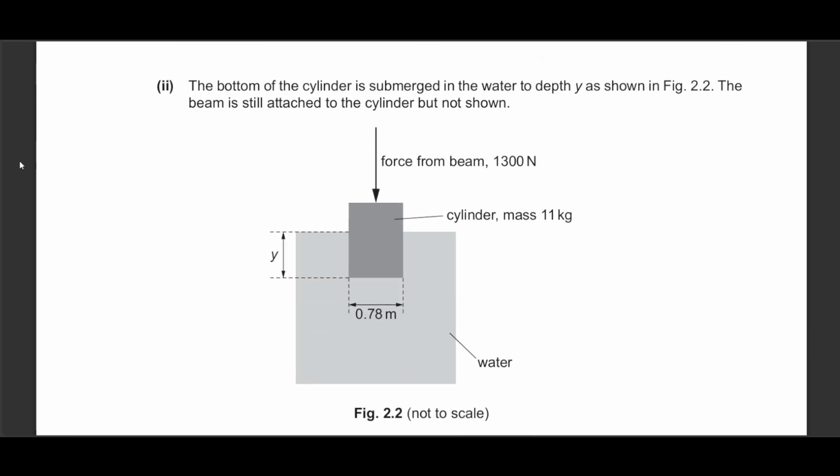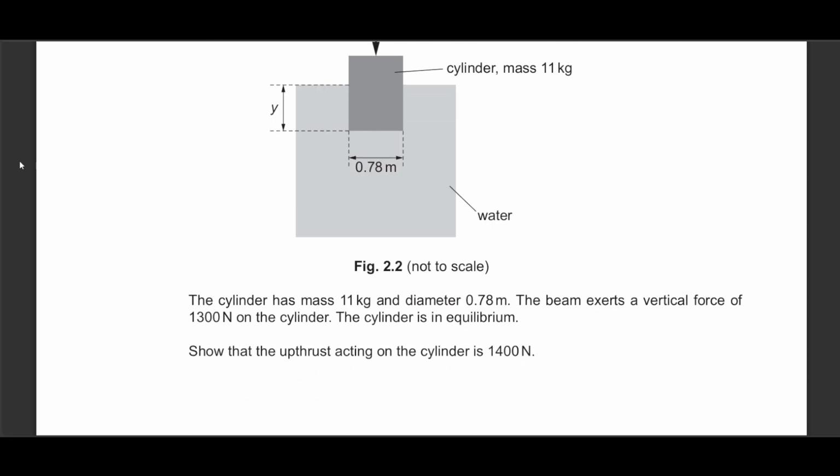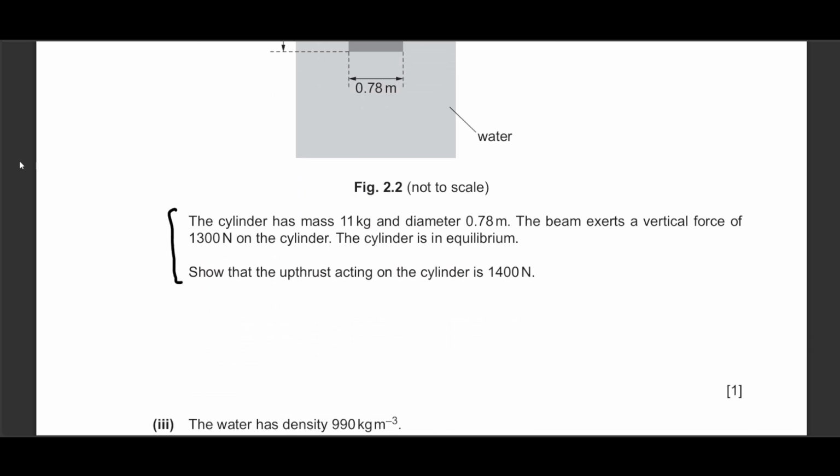The bottom of the cylinder is submerged in water to a depth of y as shown in figure 2.2. The beam is still attached to the cylinder but not shown. So in this case, he wants you to find out the value of y. The whole scenario is given to you at this point. Now he wants you to show that the upthrust acting on the cylinder is 1400.